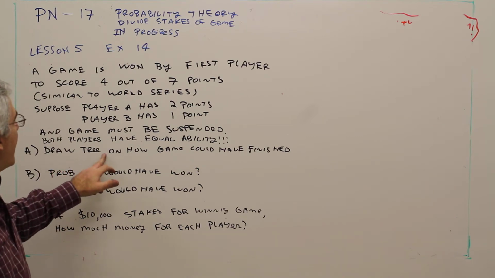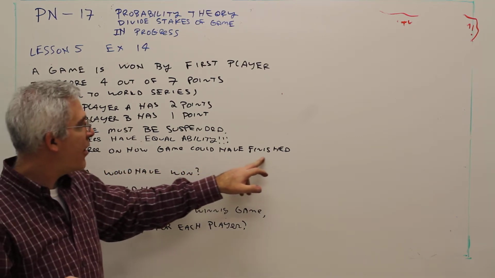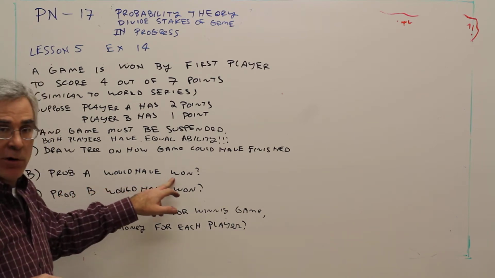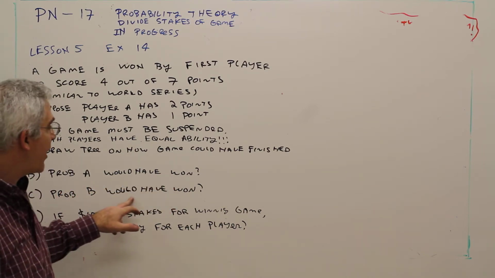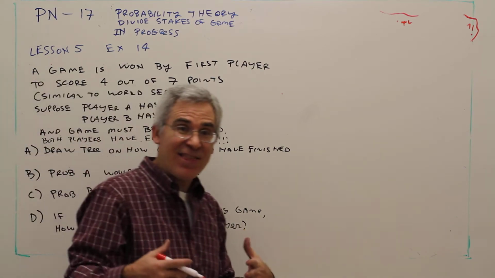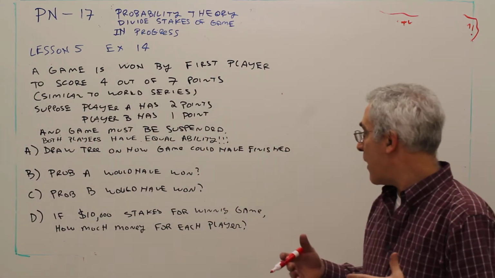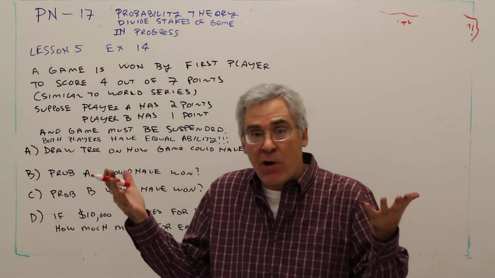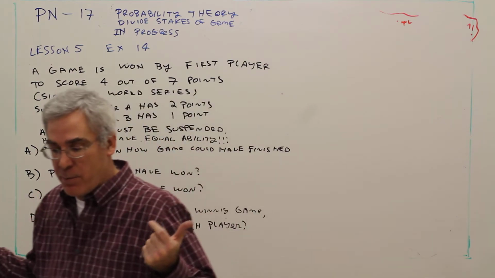Draw a probability tree on how the game could have finished. Find the probability that A would have won, the probability that B would have won, and then if the stakes are $10,000 for winning the whole thing, how much money should we divide between the two players? And that's where the problem really originated from.